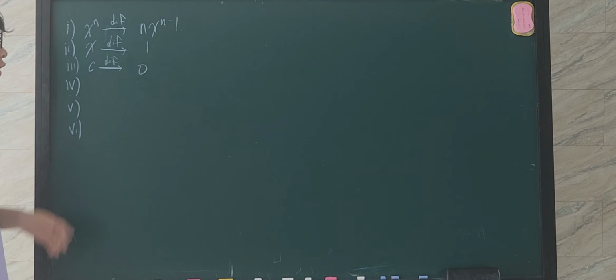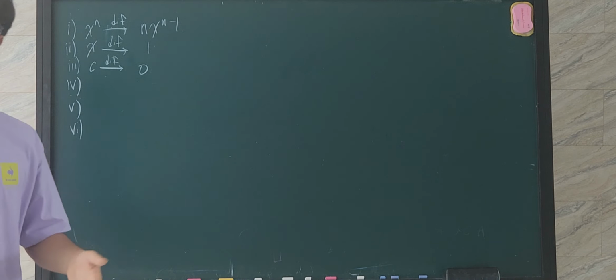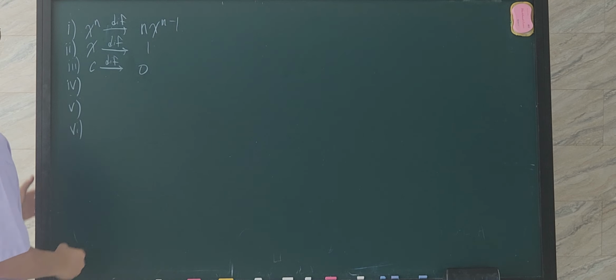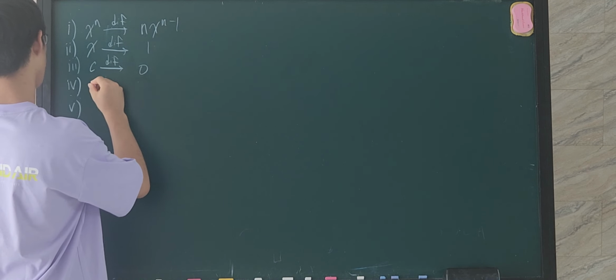So our fourth rule, we'll be discussing when a function has been multiplied with a constant. So therefore, let's say that a function looks like this.